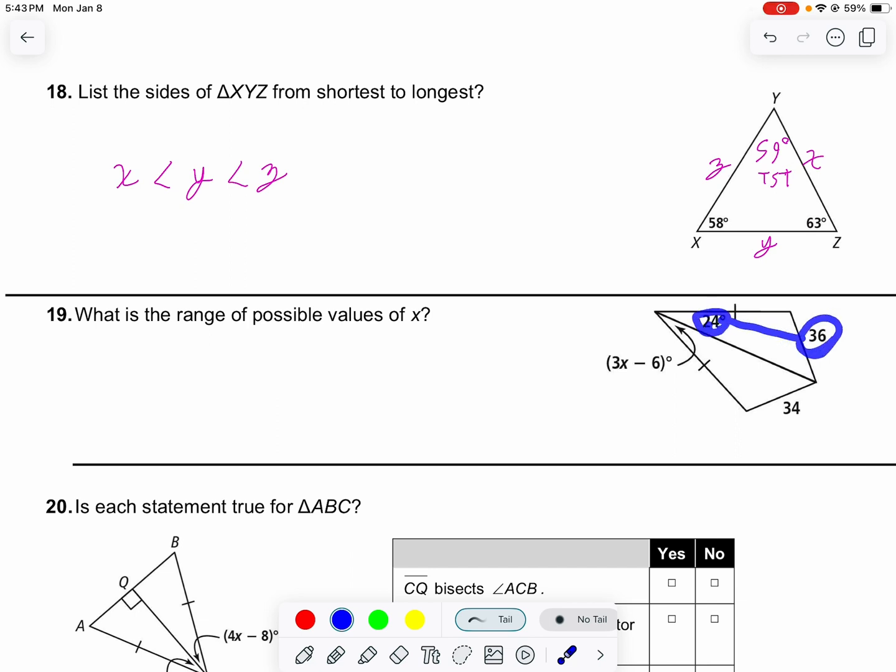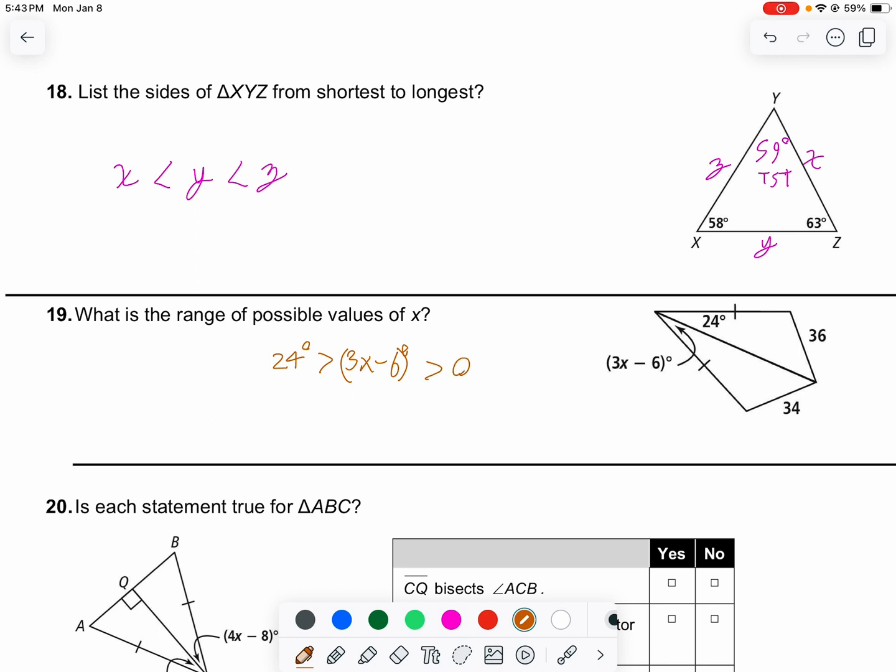So since it's open more, this has to be greater than 3x minus 6. So that's what I'm going to write down here. 24 degrees is greater than 3x minus 6 degrees. Okay? So since I know that that's greater, I can go ahead and solve, but there's also one more thing. Because this length is positive, I know that this angle has to be greater than 0. So I'm going to add one more rule to it, greater than 0.